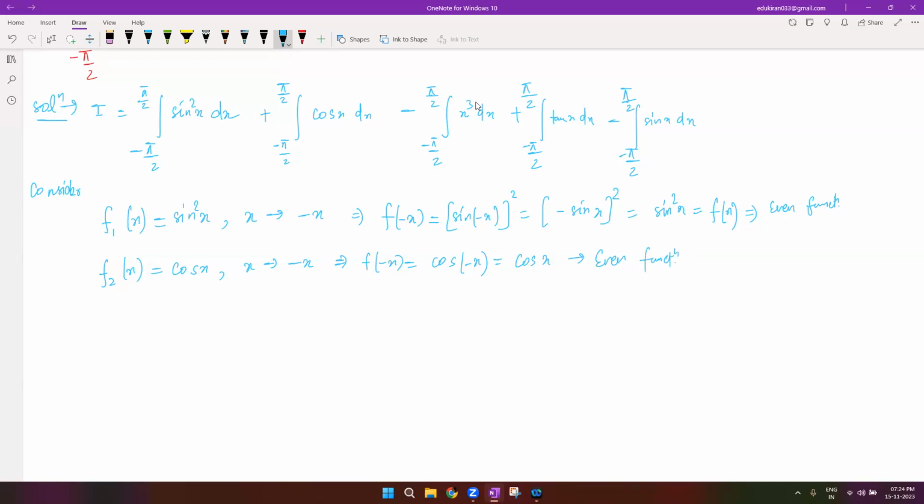Can you tell me about x cube? If I change x to minus x, whether minus will come outside of the whole function or not? Is x cube an odd function or an even function? X cube. We have also written this, just so you know.